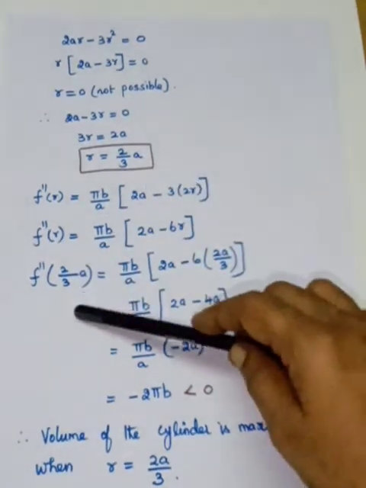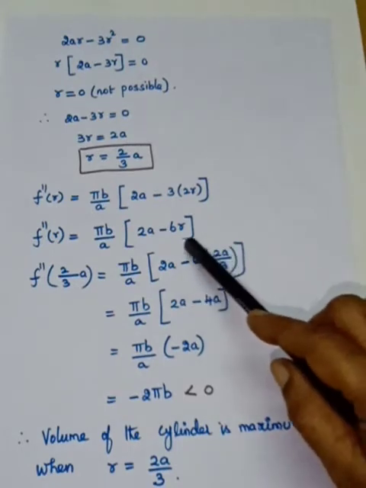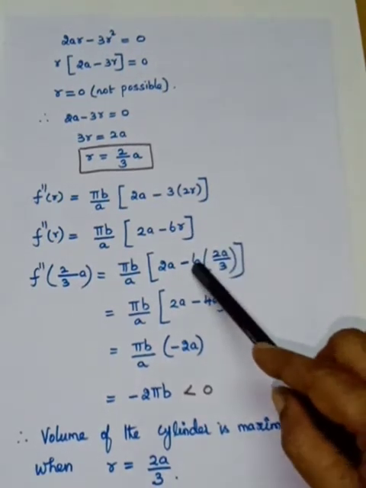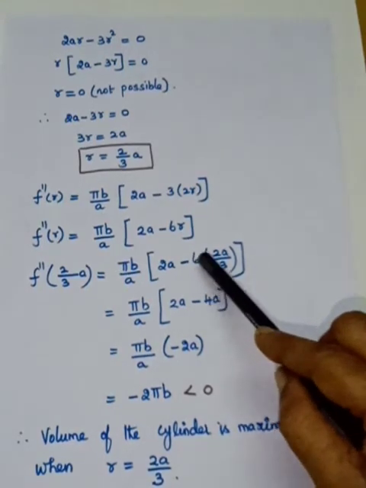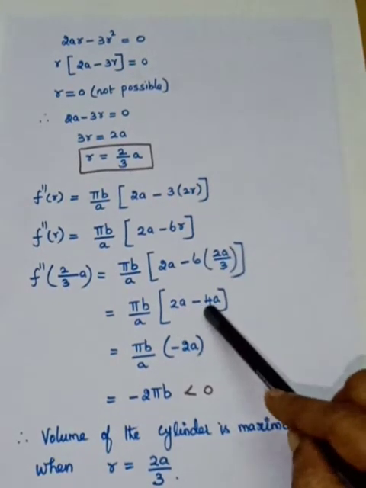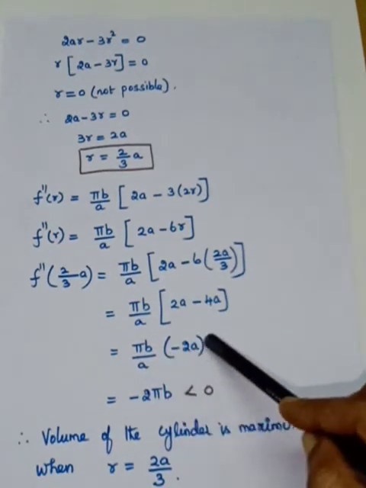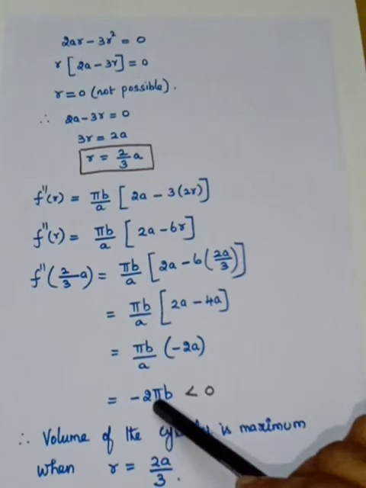Next you have to substitute this point. When you substitute in the place of r as 2a by 3, 3 and 6 get cancelled. So here you are having 2, 2 twos are 4, so 4a. 2a minus 4a is minus 2a. So when you simplify, a gets cancelled, you are having minus 2 pi by b.